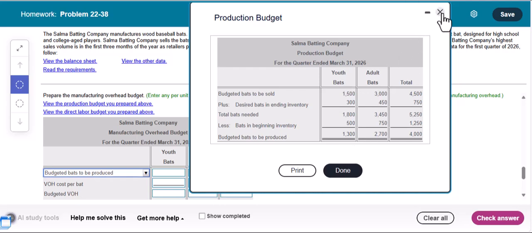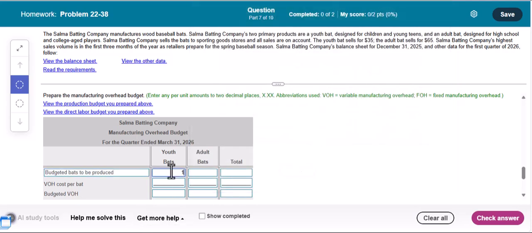So let's go ahead and input those numbers. So again, that's 1,300 youth batts and 2,700 adult batts. So that's a total of 4,000 batts that we will need. So again, you can use this view production budget link here during the homework, however, not during the pre-tests and tests. So just keep that in mind.